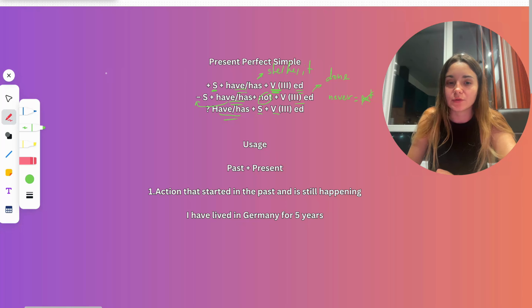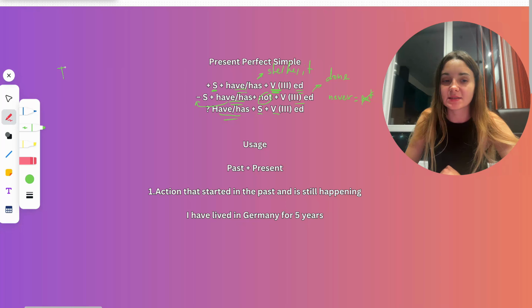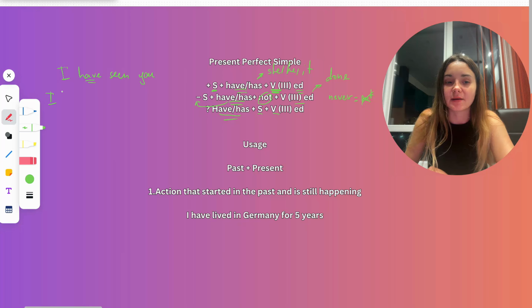I will give you also some examples so you can understand how to build the sentences themselves. For instance, I have seen you. Remember that we don't translate have, it's just an auxiliary. It just helps us to build the tense and it cannot be translated. And the negative, we can either say I haven't seen you, or we can say I have never seen you. But of course they do not mean the same.